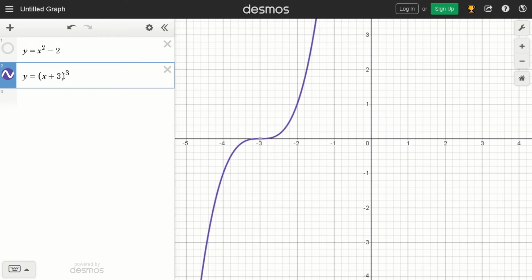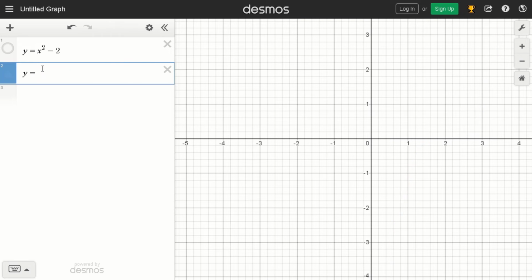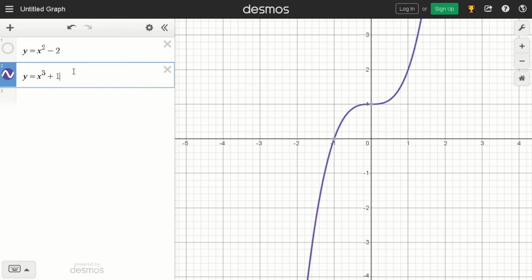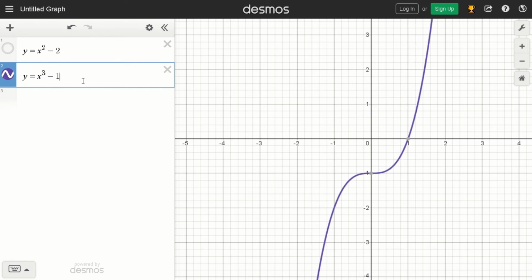Now, when you subtract 2 from x, it goes 2 units to the right. So that's how it works horizontally. However, let's try the other way. I have x cubed. When I add 1, it goes up, right? And when I subtract 1, it goes down. So that's how we work on the vertical, rather.